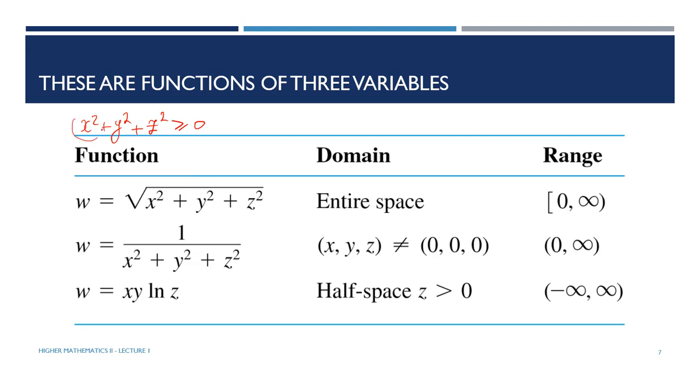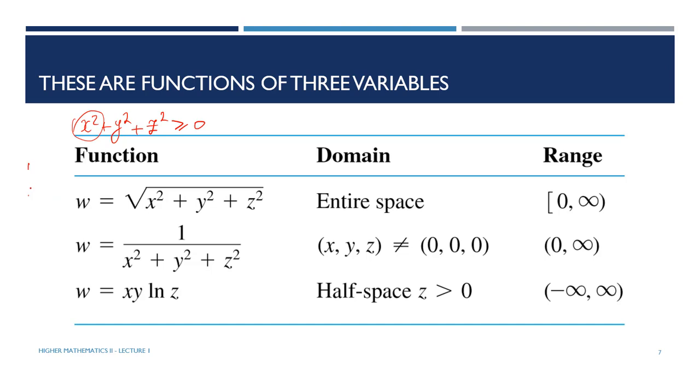Let me think. Is x squared greater than 0? Yes, of course. How about this one? Yes, this one also. So all these numbers are greater than or equal to 0. Maybe x can be equal to 0, or y. So this expression is always true. So the domain is the entire space, not the plane, space, because we have to choose 3 numbers. It's a function of 3 variables.